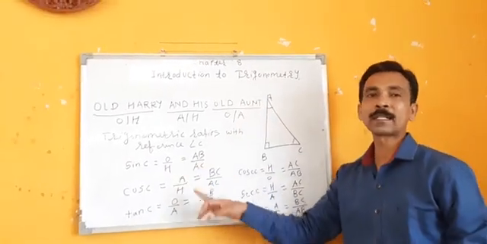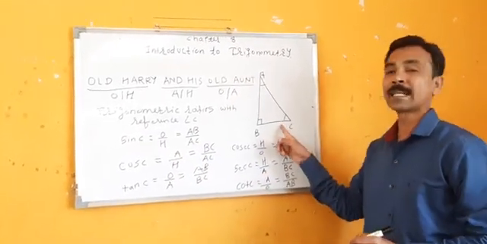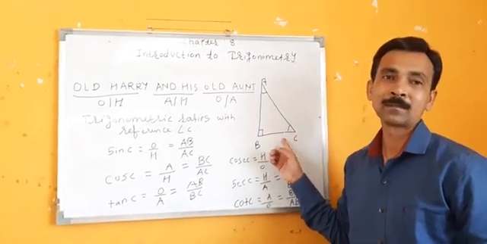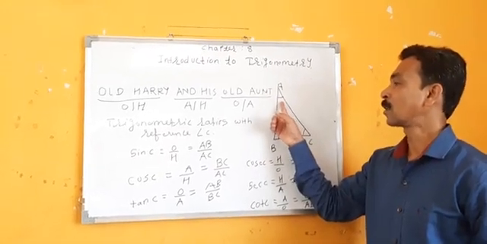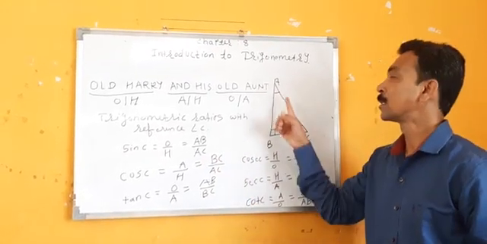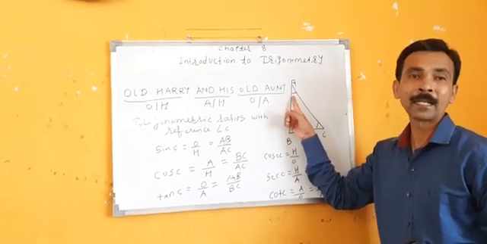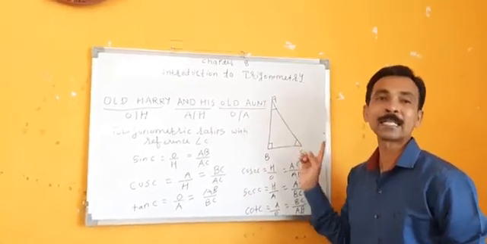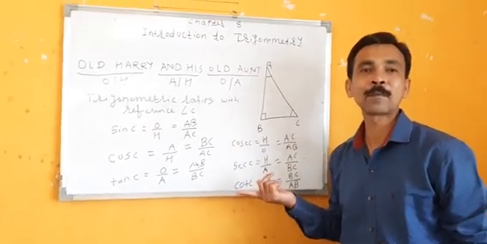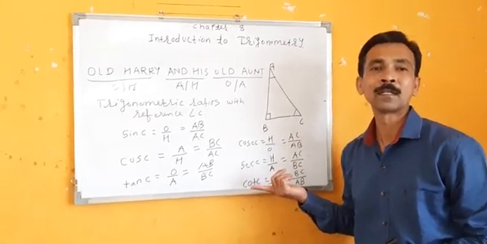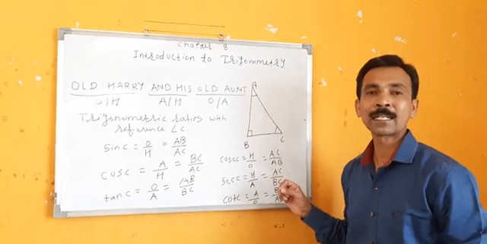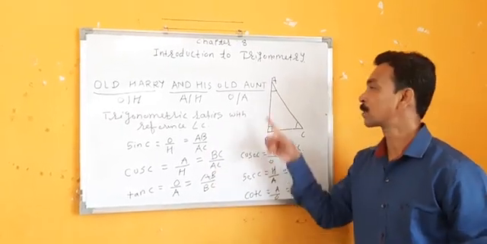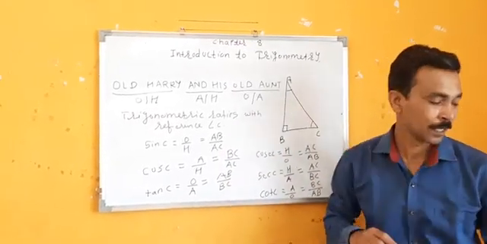This way I have written all the trigonometric ratios using the reference angle C. Now I will write all the trigonometric ratios using the reference angle A. Here the triangle is named ABC, that is why we are using hypotenuse as AC. It can be XYZ, it can be PQR, it can be LMN. Understood?